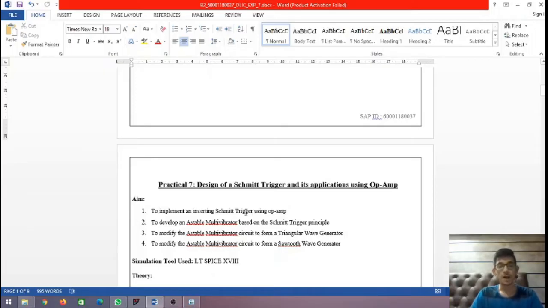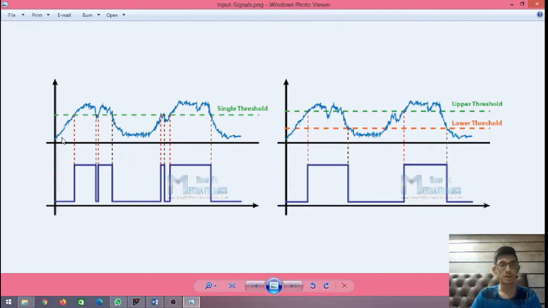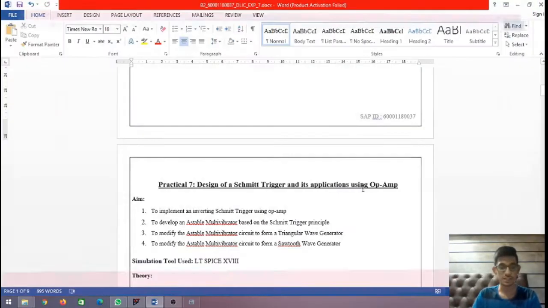So now let's see the need for a Schmitt trigger. We know that for a normal comparator, if the input signal is superimposed by noise, it may cause false triggering, which we can see here, as it has only a single threshold voltage. But that is not the case in the Schmitt trigger, as it has two thresholds, upper and lower. Why it has two threshold voltages, we will see now.